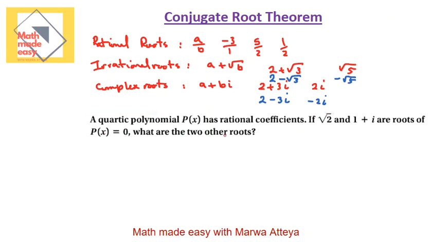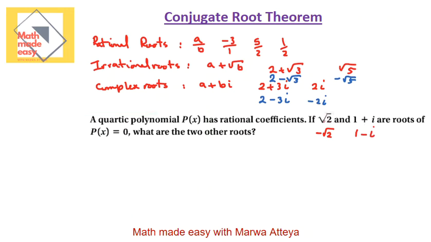What are the other two roots? We said radical 2 cannot be alone a root. Its conjugate, which is negative radical 2, has also to be a root. 1 plus i cannot be an only root. Its conjugate, 1 minus i, has to be a root as well.